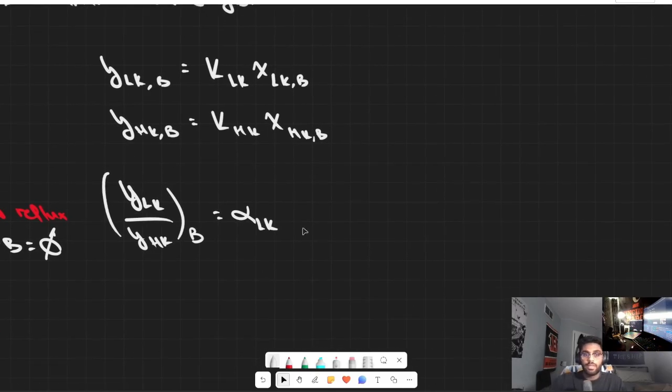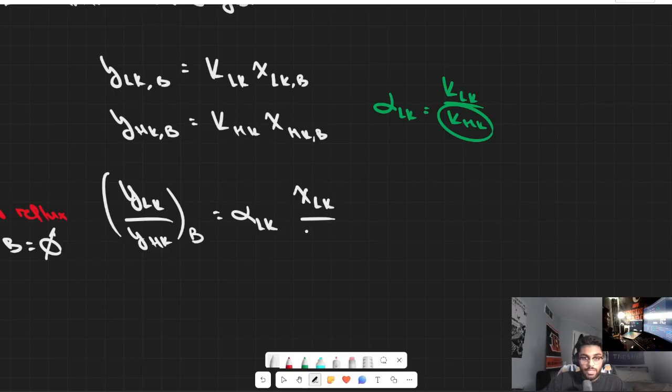The reason I'll call it alpha light key is because in almost every case, you're going to use the heavy key as your reference coefficient. So this K for the heavy key is your reference, and the light key is what is being divided by your reference coefficient. So that's what the definition will be. Then we also do the same for the light key and heavy key of the liquid phase at the bottom.